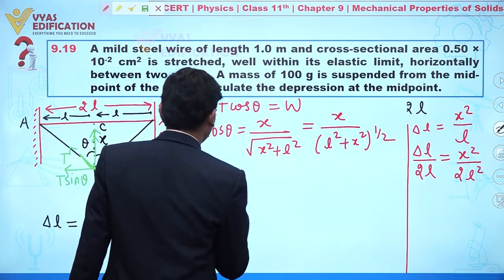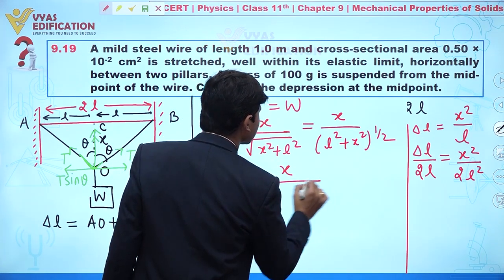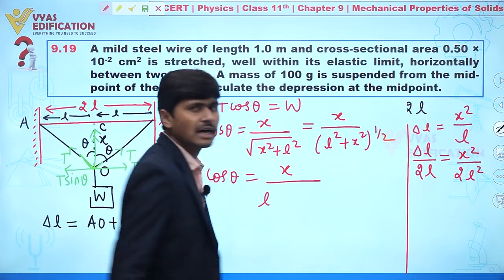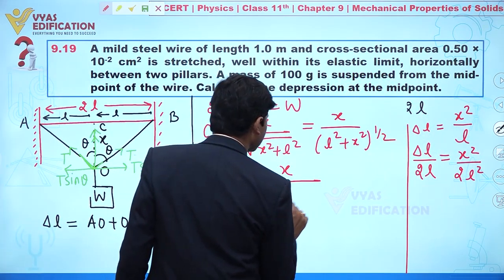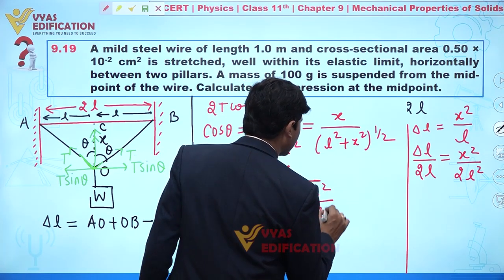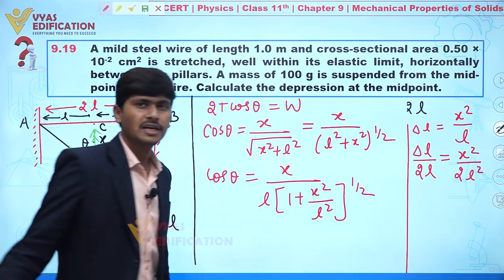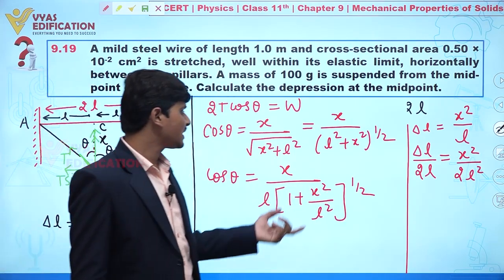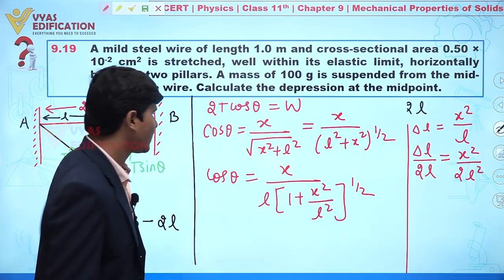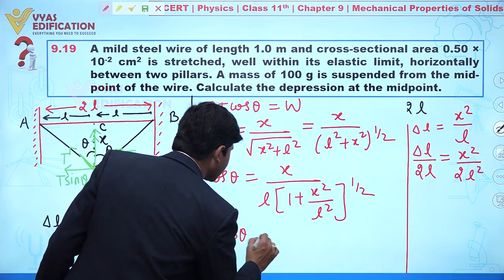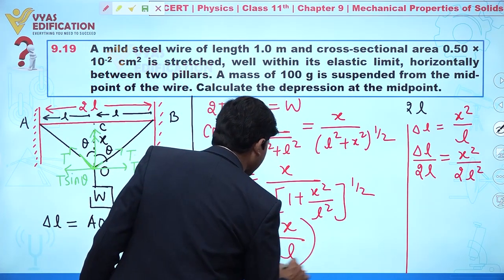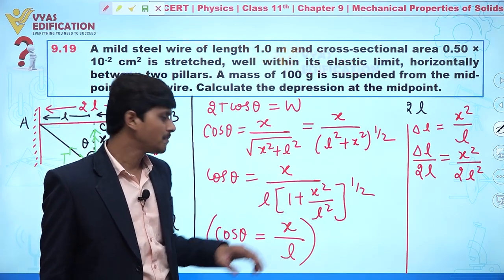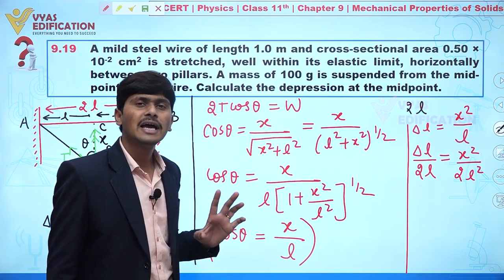Clear? Now cos theta is equal to x upon, I am taking L square common, so we have power half. So this becomes L times 1 plus x square divided by L square power half. Clear? Now we can say this x is very small compared to 1. Clear? So can we write like this? We can say cos theta is equal to x by L. We are getting this because x is very small compared to 1. So I can say cos theta is equal to x by L.